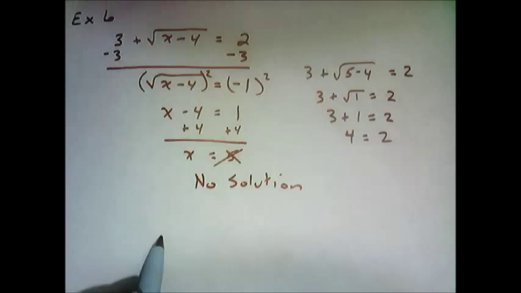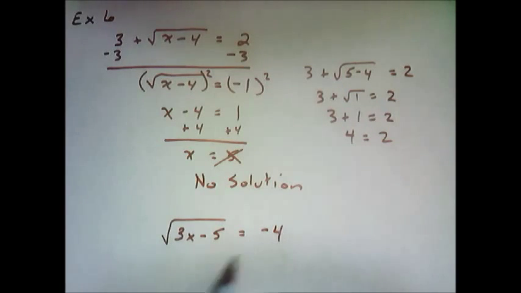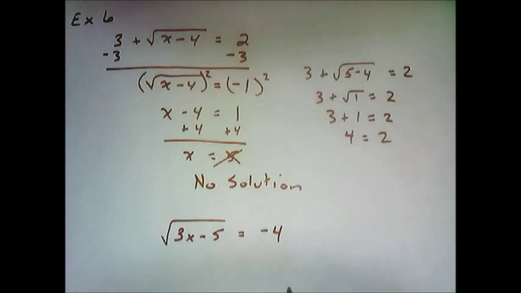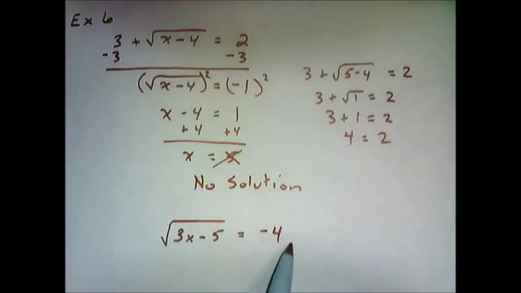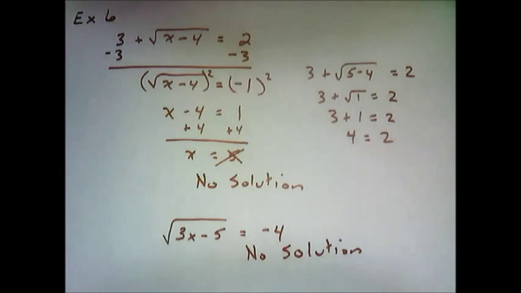So if at that step I had the square root of 3x minus 5 equal to negative 4, again, remember, the square root is always going to be a positive, so we get no solution as well. So whenever the radical is equal to a negative, we're going to end up with no solution. And that's going to conclude our examples.